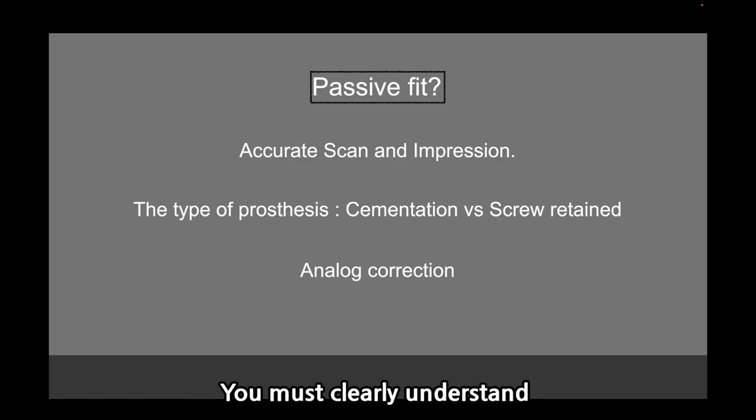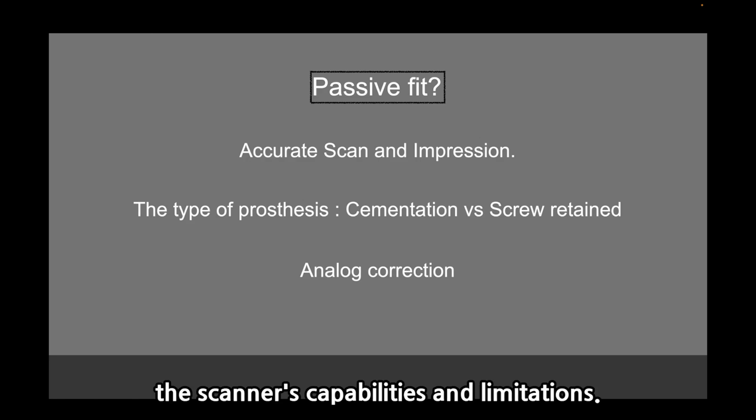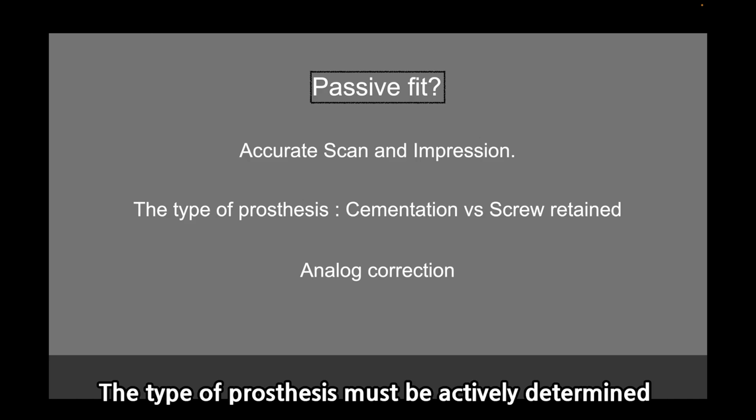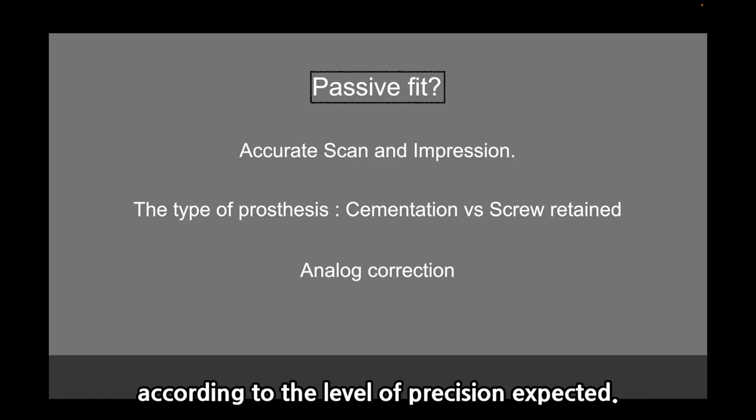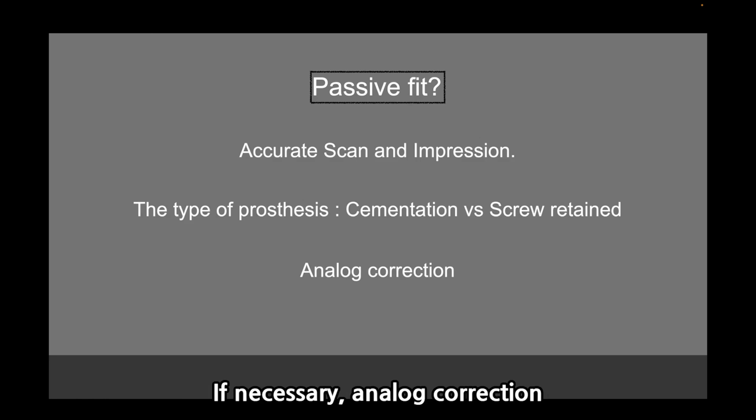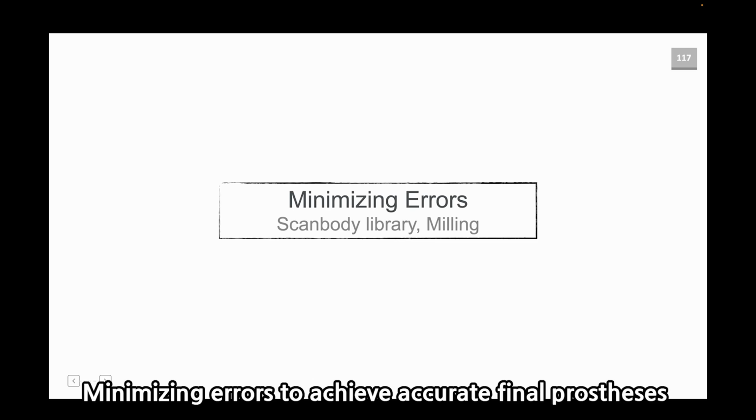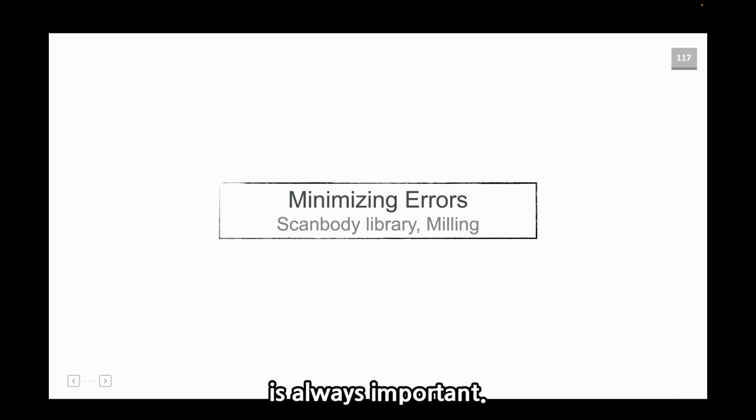You must clearly understand the scanner's capability and limitation. The type of prosthesis must be actively determined according to the level of precision expected. If necessary, analog correction should be used in this case. Minimizing errors to achieve an accurate final prosthesis is always important.